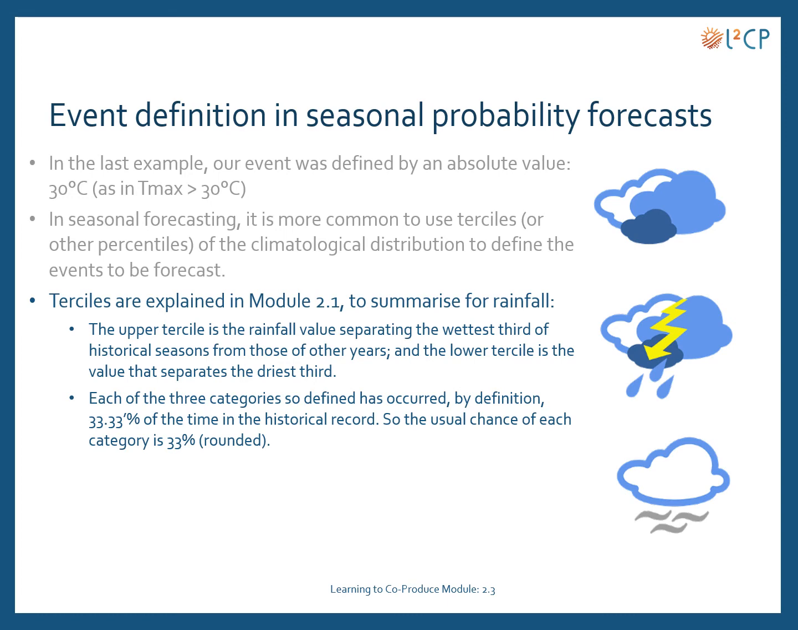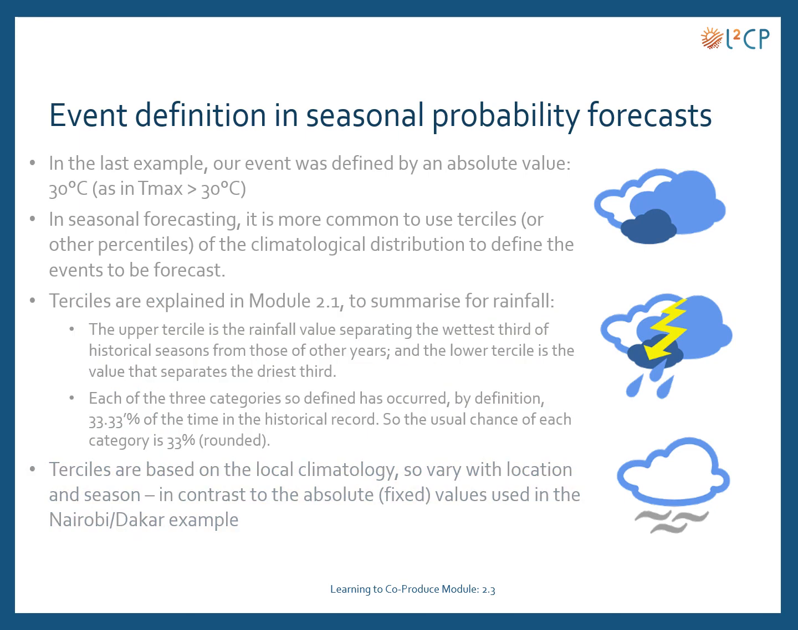Each of the three categories so defined has, by definition, occurred 33.33 recurring % of the time in the historical record. So the usual chance of each category is 33%. It's usual practice to round off the decimal place.